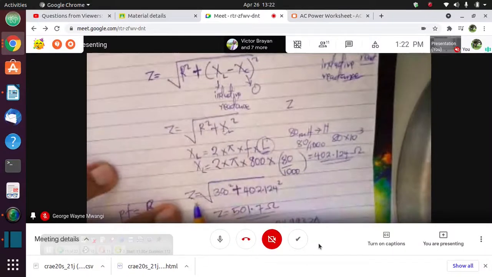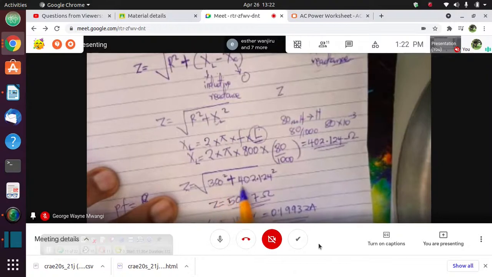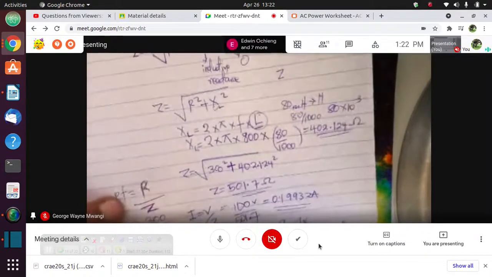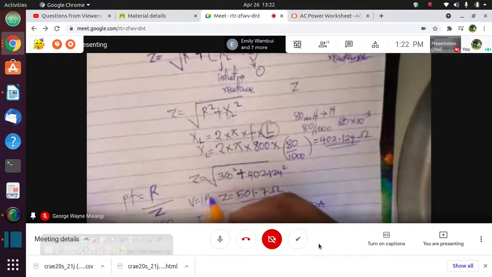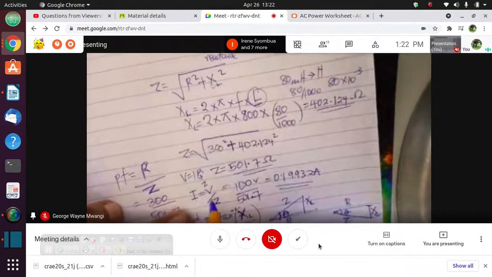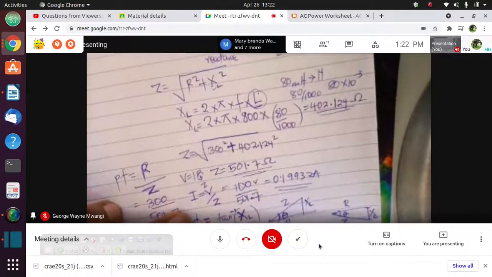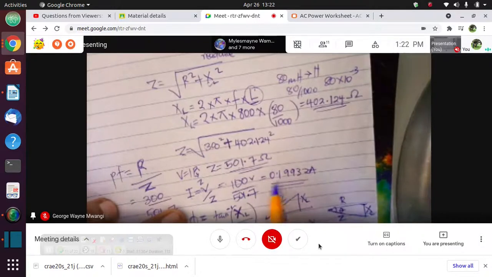So the impedance, the total resistance in our circuit, will be the square root of the resistance squared, which is 300 squared, plus 402.124 squared. So the impedance is 501.7. Now, if you are told to find the current flowing in our circuit using Ohm's law, remember Ohm's law is V equals IR, but now in our case R is Z, the impedance. So current is equal to V divided by the total resistance, the impedance. The voltage had been given as 100 volts, and the total impedance we found as 501.7. Therefore, the current flowing in our AC circuit is 0.19932 amperes.